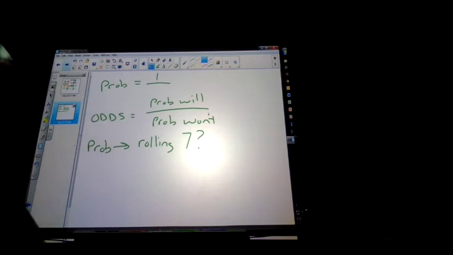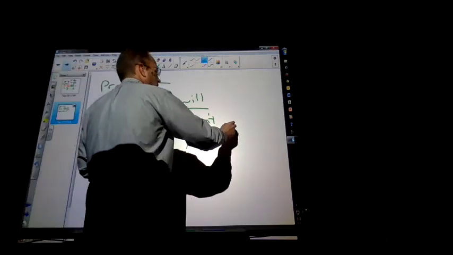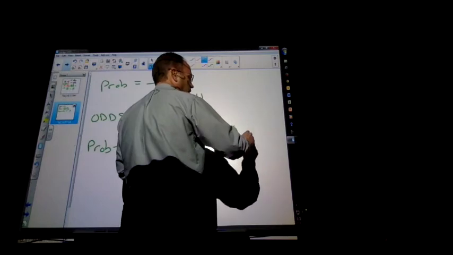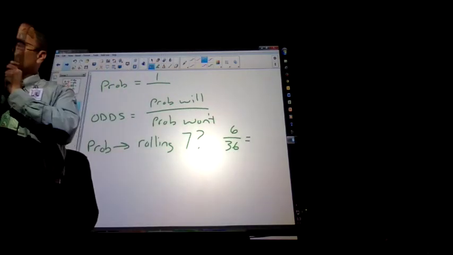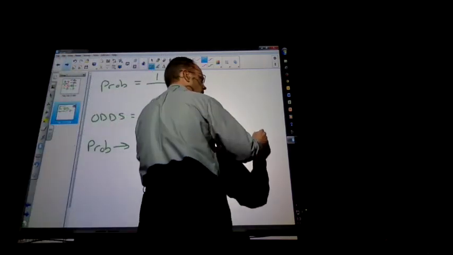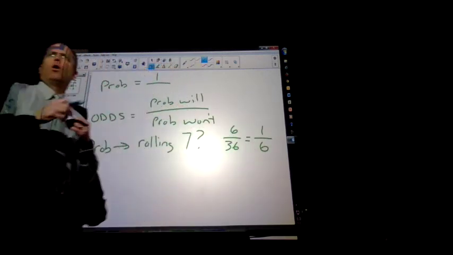Remember, that's the diagonal. It's 6 by 6, which gives us 36 outcomes. How many numbers are on the diagonal? 6. So the probability of rolling a 7 is 6 out of 36, which reduces to 1 out of what? 1 out of 6. Okay.